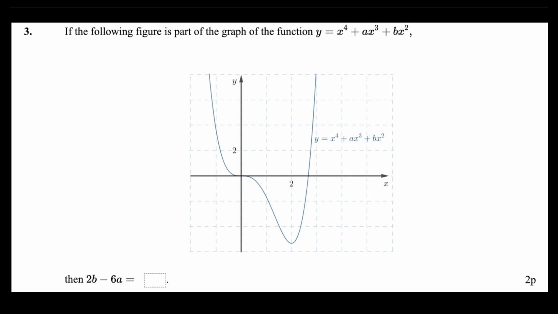So here, if the following figure is part of the graph of this function, you see it here, what is 2b minus 6a? To be honest, I was also a little bit careless here, because you need to use the information from the previous lesson to solve this. I don't know, some of you could solve it. I want to hear from you, how did you do it? Because I saw that some of the answers are correct.